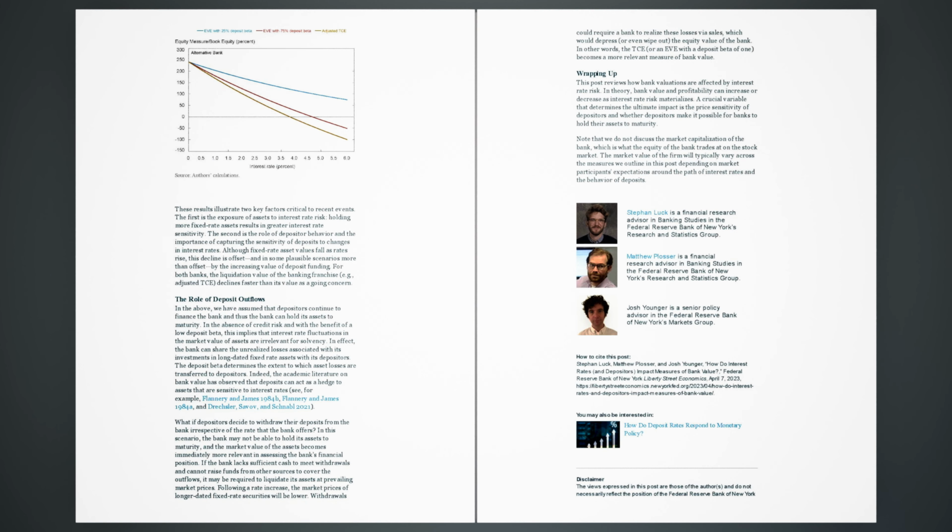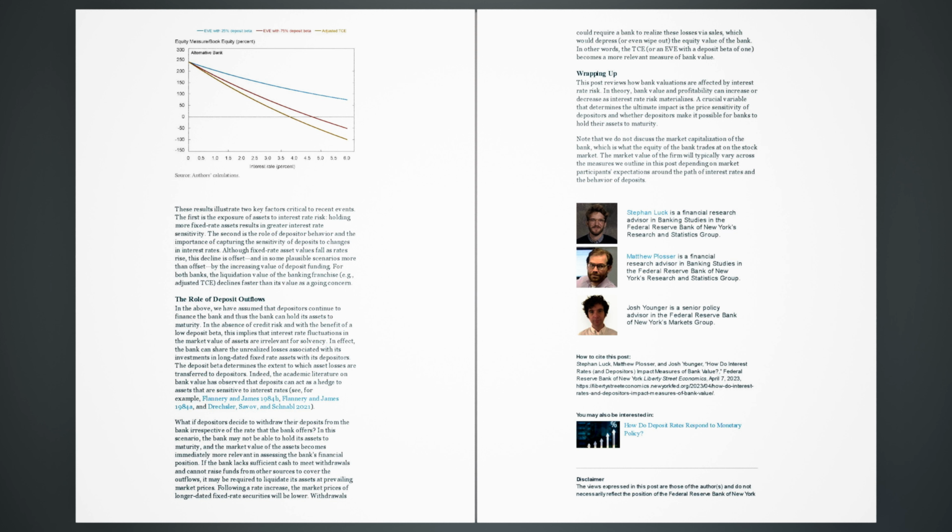These results illustrate two key factors critical to recent events. The first is the exposure of assets to interest rate risk. Holding more fixed-rate assets results in greater interest rate sensitivity. The second is the role of depositor behavior and the importance of capturing the sensitivity of deposits to changes in interest rates. Although fixed-rate asset values fall as rates rise, this decline is offset, and in some plausible scenarios more than offset, by the increasing value of deposit funding. For both banks, the liquidation value of the banking franchise, for example, adjusted TCE, declines faster than its value as a going concern.